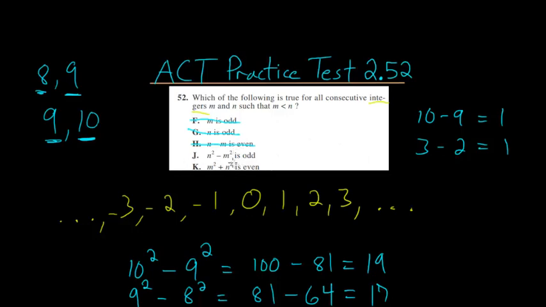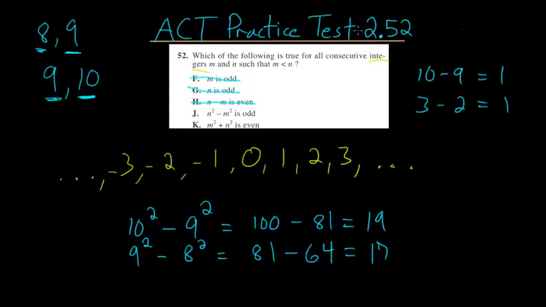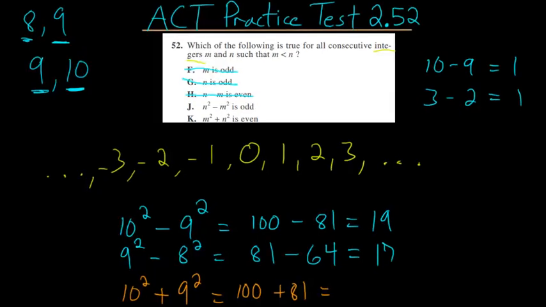Let's see if we can eliminate the last one, and then we'll know for sure that J is right. So now we have to consider m squared plus n squared. So we'll just use the same pair of numbers, but in this case, we're going to add them. So 10 squared plus 9 squared. So 100 plus 81 is simply 181. And 181 is an odd number. So just by the first example we chose for m squared plus n squared is even, we've already found a case where it's not true.